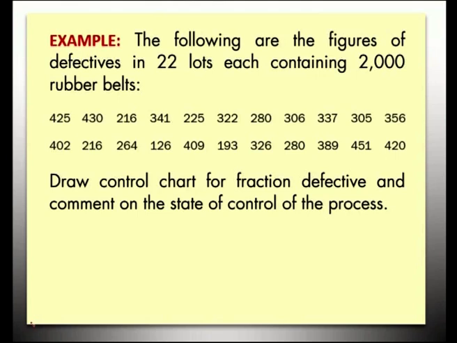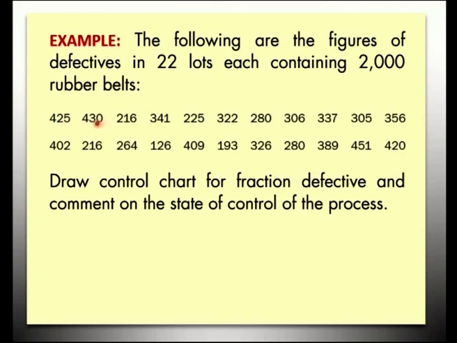For example, this particular value 425 is the number of defectives out of 2000 rubber belts in the first lot. Similarly, 430 is the number of defectives out of 2000 rubber belts in the second lot. For example, 420 is the number of defectives out of 2000 in the last, 22nd lot.